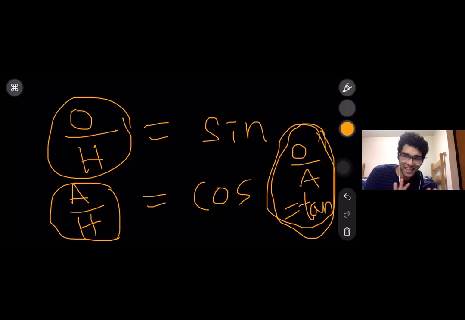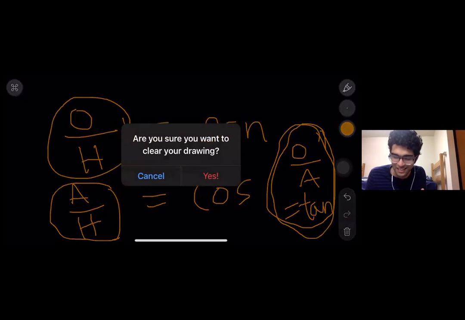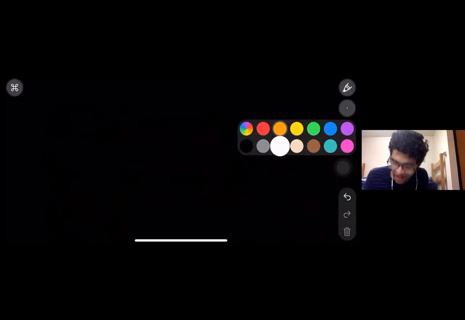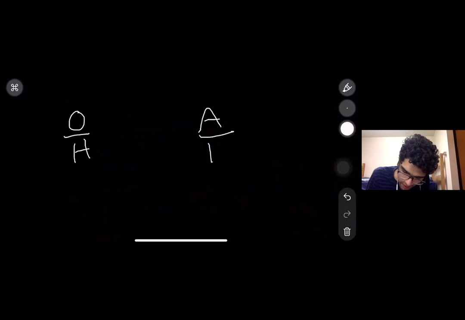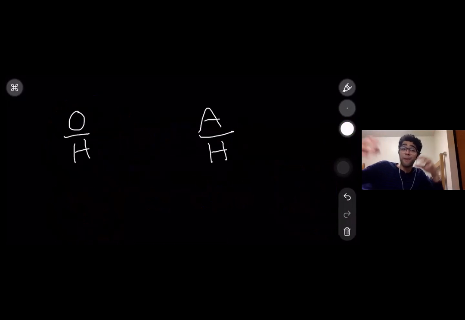Now we're talking about something a little complicated here. Let's erase this. Let's make it very clean. Let's write using white, plain white. So the first thing that we had was o over h, right? The second thing that we had was a over h. Now what I wish to do is divide the first one by the second one.